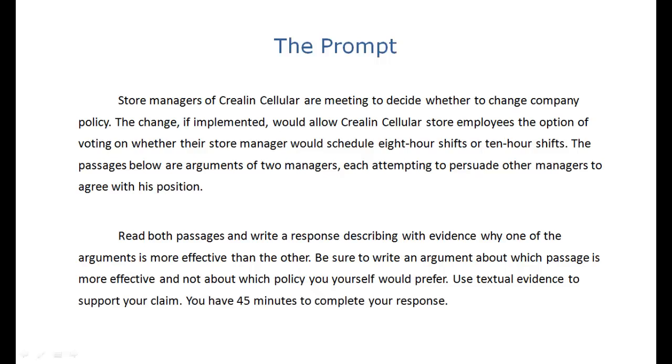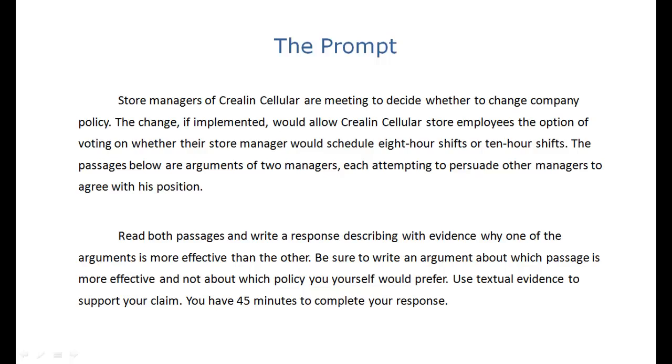Here's the prompt for this essay. Store managers of Creelan Cellular are meeting to decide whether to change company policy. The change, if implemented, would allow Creelan Cellular store employees the option of voting on whether their store manager would schedule 8-hour shifts or 10-hour shifts.